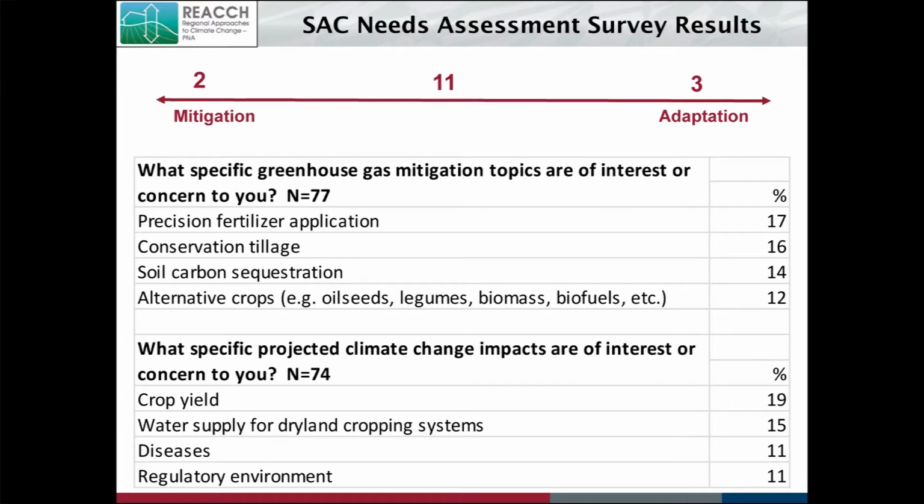I took the top 4 mitigation issues and the top 4 impact issues that are relevant: precision ag, conservation tillage, soil carbon sequestration, and alternative crops. All of those grouped at the high end of the responses. Crop yield, water supply for dryland crops, and we actually had separated water supply for dryland from water supply for irrigated, and irrigated fell lower. Diseases, and then the regulatory environment are what the Stakeholder Advisory Committee told us last year.